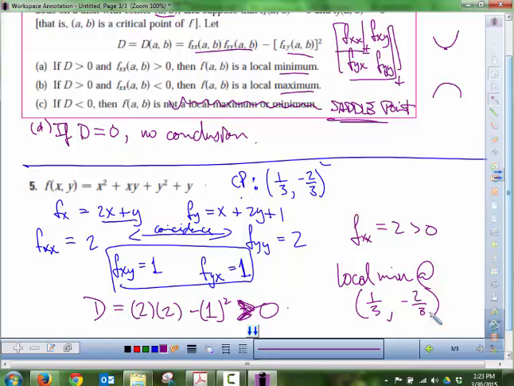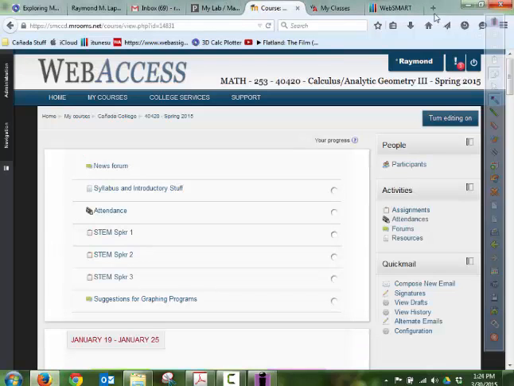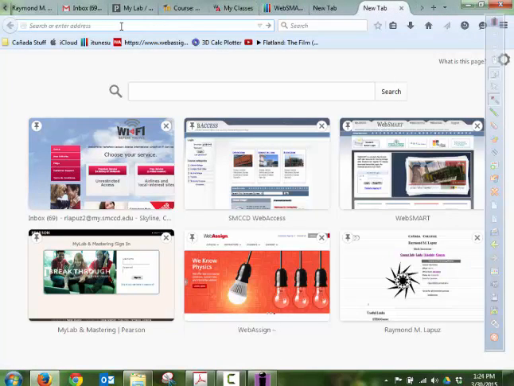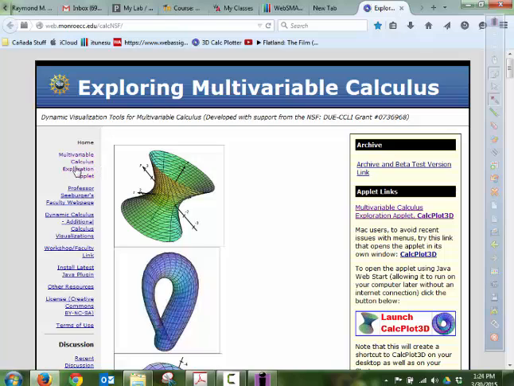Well, it turns out that this is just a paraboloid of some sort. And a paraboloid just goes in one direction, so it only has one maximum or minimum. But we can certainly double check using our 3D plotter.